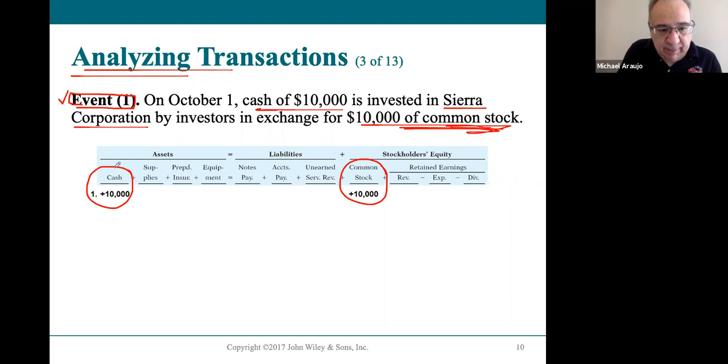Shares of ownership for cash. More cash, more shares of ownership. Are we okay with this so far? That's on page 94. Let's move on.